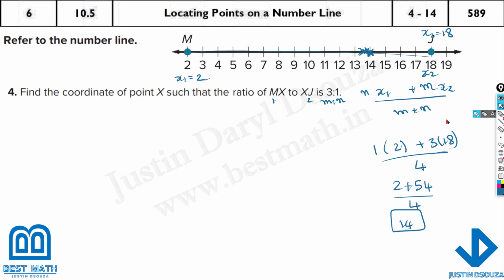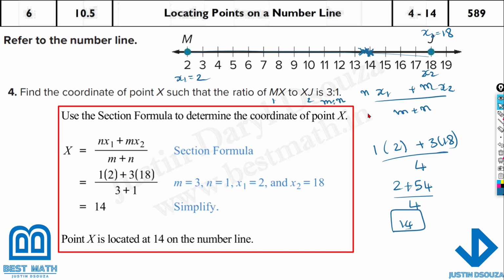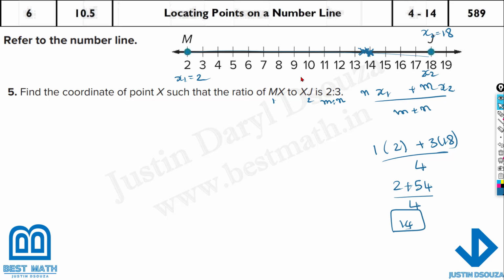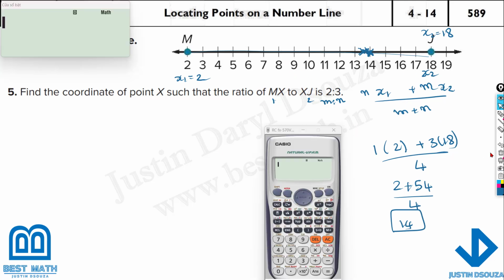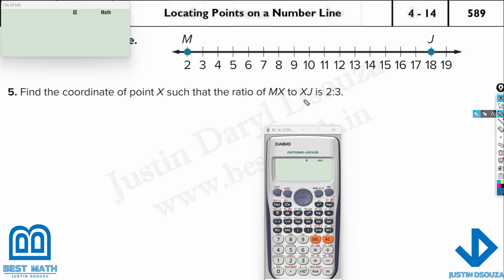So that's the answer. Now here, since it's the electronic part, just remember the formula and use your calculator directly. So we'll do the problems here directly in the calculator now. Here, this is the same formula. Let me write the formula again. It is n times x1 plus m times x2, divided by m plus n, not x1 plus x2. It is m plus n. This is it. So here use the fraction symbol.